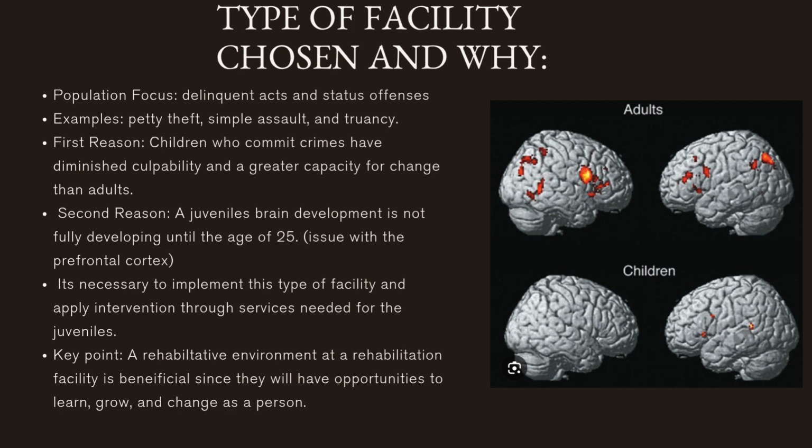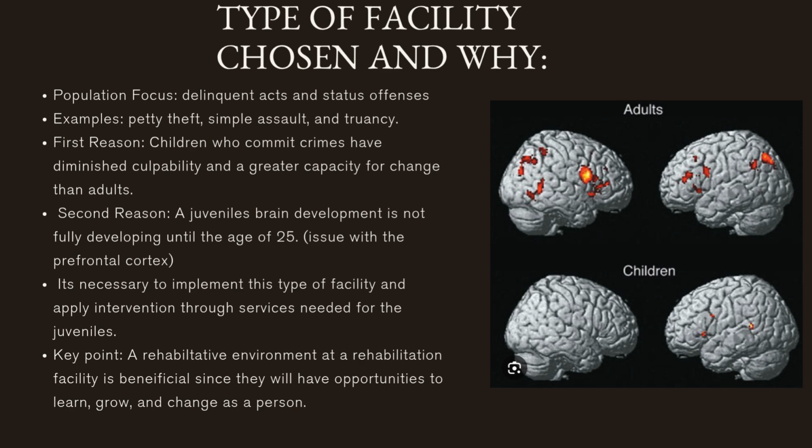In simpler terms, this just means that they are less responsible for the crimes they committed compared to adults. And on the right, there's an image of an adult's brain compared to a child's brain. Also, this has a lot to do with their brain development, since a juvenile's brain is not fully developed until the age of 25. Due to this fact, research explains how there is an issue with the prefrontal cortex, since it is the area where decision-making occurs.